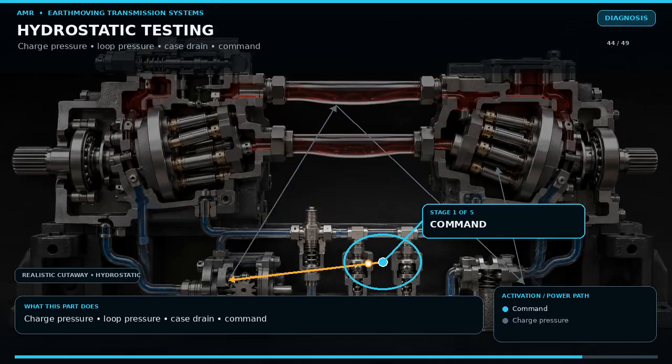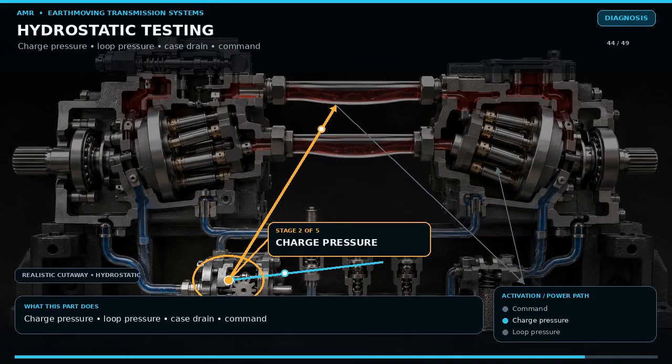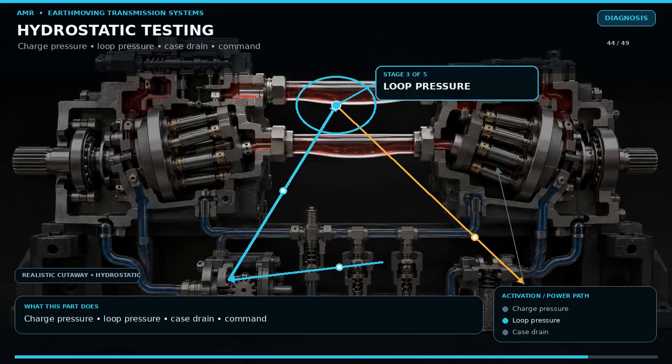For a hydrostatic complaint, first verify interlocks and that the controller is commanding pump and motor displacement. Check charge pressure in neutral and under travel demand. Low charge pressure can cause noise, poor response, and rotating group damage. Compare high-pressure loop readings in forward and reverse under a controlled load. A low reading may mean low command, pump weakness, an open relief, or motor leakage. A very high reading with no movement may mean a locked brake or mechanical final drive problem.